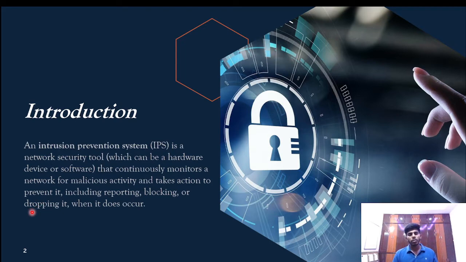Actually, an intrusion prevention system is a security tool, either hardware or software, which continuously monitors the network. If any malicious or suspicious activity occurs in the network, it takes action to prevent it, such as reporting, blocking, dropping, and deleting the malicious activities and stopping that activity when it does occur. It happens only when malicious or suspicious activity occurs in the network.